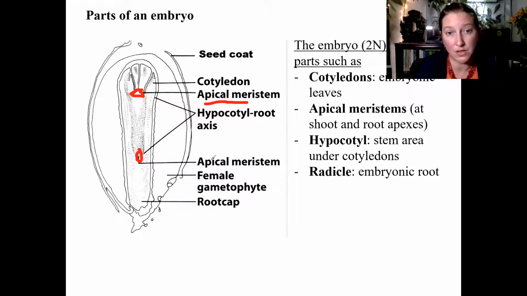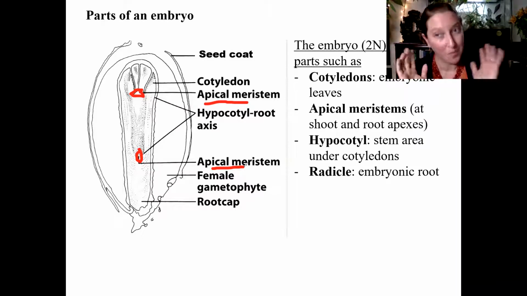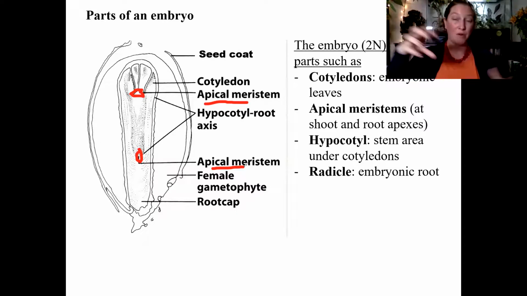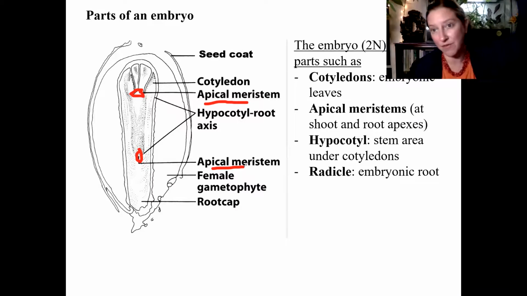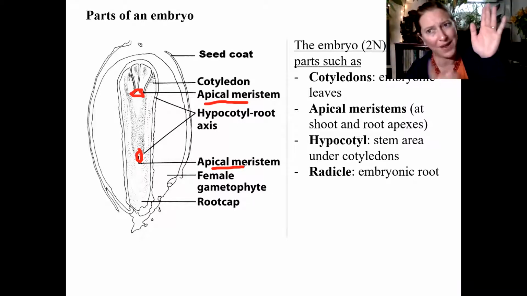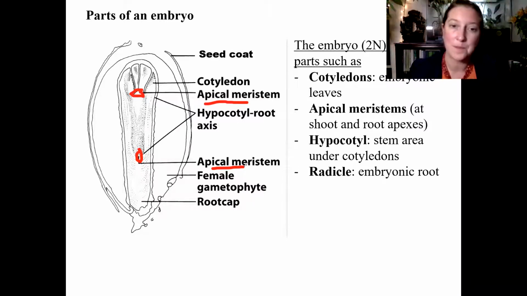Because the apical meristems are responsible for what kind of growth? Primary growth. And what does primary growth do? Lengthens, right? Lengthens. So you have to have primary growth at the shoot tip and the root tip because you have to lengthen, right? So we got those.